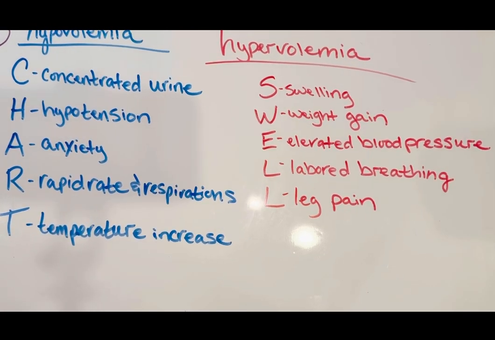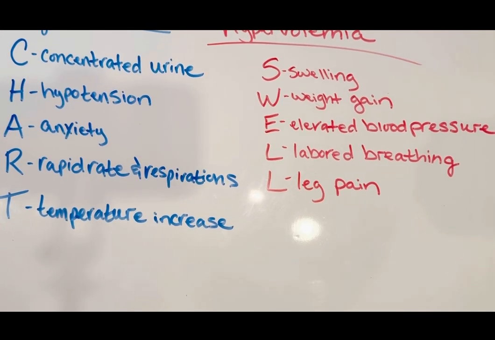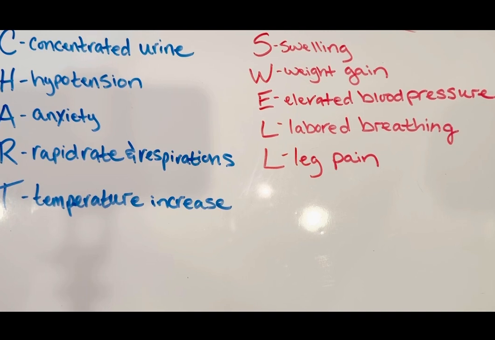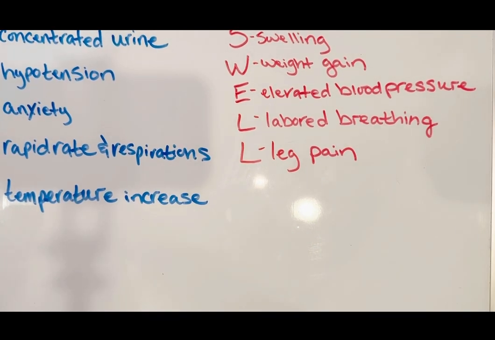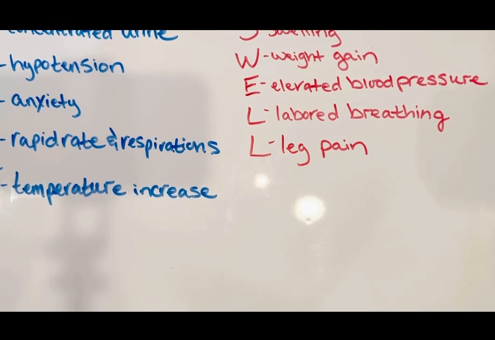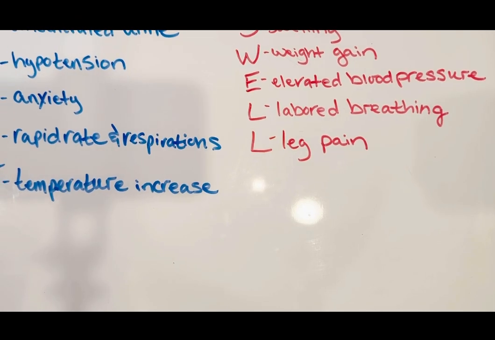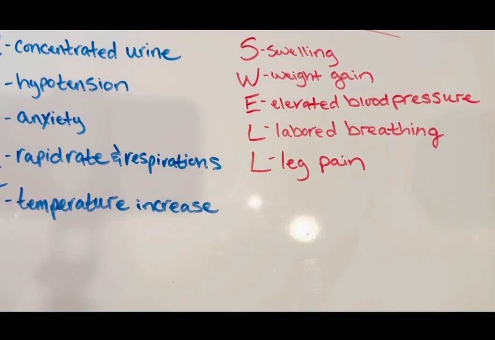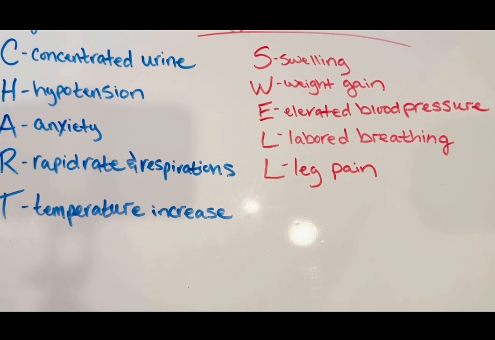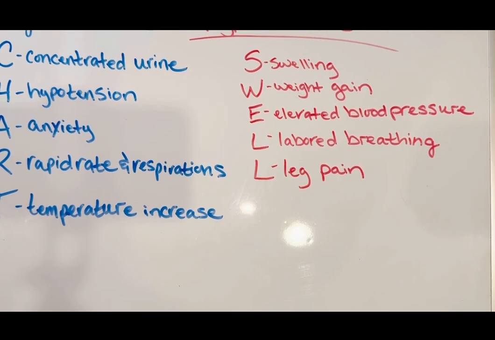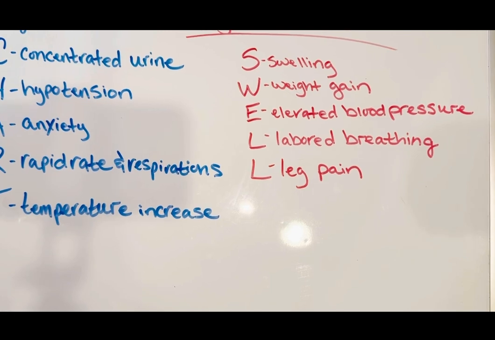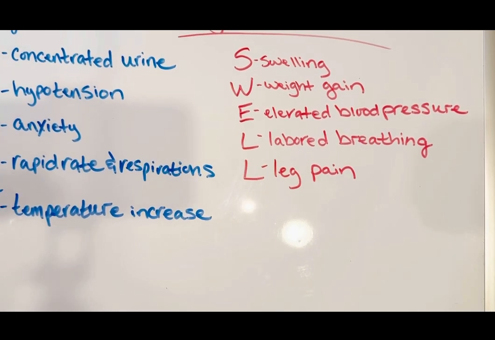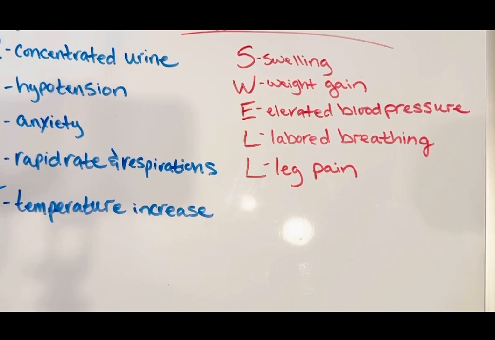You have too much fluid. Think of swell. S is for swelling, W for weight gain, also known as edema. E is for elevated blood pressure. L is labored breathing. You can have fluid on the lungs. And then L is for leg pain. So sometimes where we tend to collect fluid is the ankles, the legs, the face, and hands. And if your ankles and legs are swollen, they can be achy and painful.